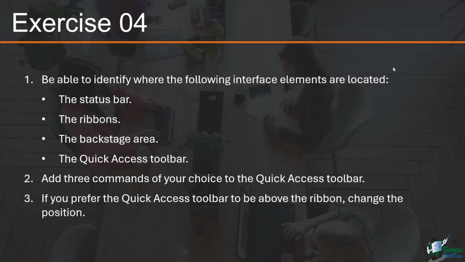It's time now to do exercise 4. And in this exercise, we're going to practice some of the skills that we've learned in this section of the course. So the first thing I'd like you to do is just open up PowerPoint, and I'd like you to be able to identify where the following interface elements are located: the status bar, the ribbons, the backstage area, and the quick access toolbar. I'd then like you to add 3 commands of your choice to the quick access toolbar. And if you'd prefer the quick access toolbar to be above the ribbon, I'd like you to change the position. That's all I need you to do. If you'd like to see my answer, then please keep watching.